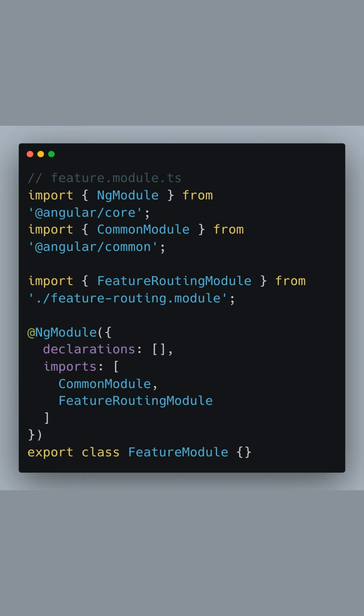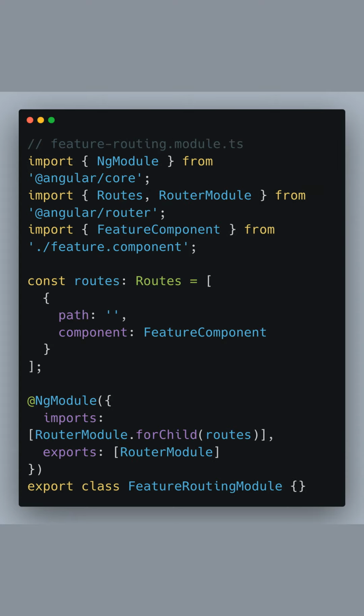It also imports CommonModule for common Angular directives and services, and more importantly, it imports FeatureRoutingModule, which handles routing within the feature module itself. At this point, the module does not declare any components, but in a real-world scenario, this is where you would list them. Let's take a closer look at the routing configuration for this module next.